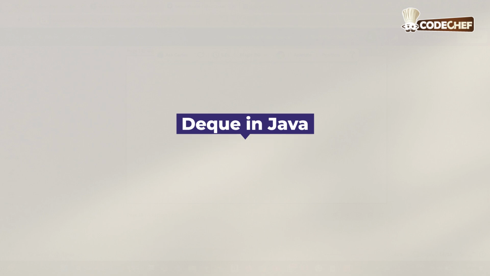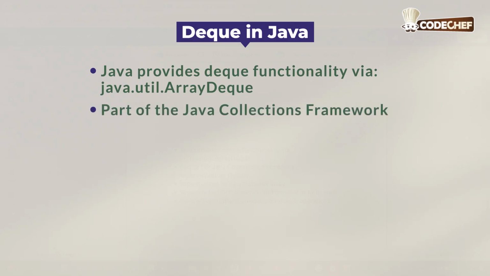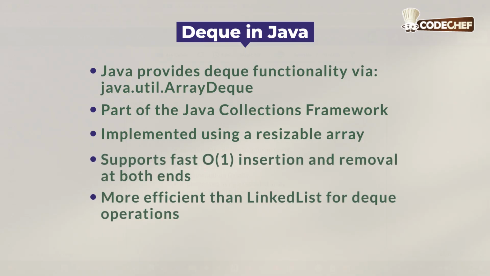Deque in Java. Java provides Deque via java.util.ArrayDeque, part of the Java collections framework. Implemented using a resizable array. Supports fast O(1) insertion and removal at both ends. More efficient than a linked list for Deque operations.